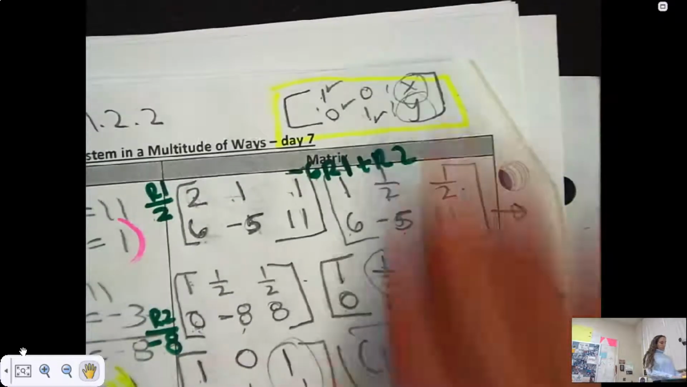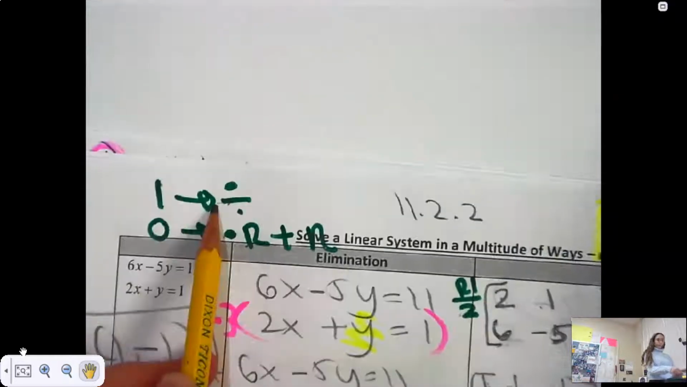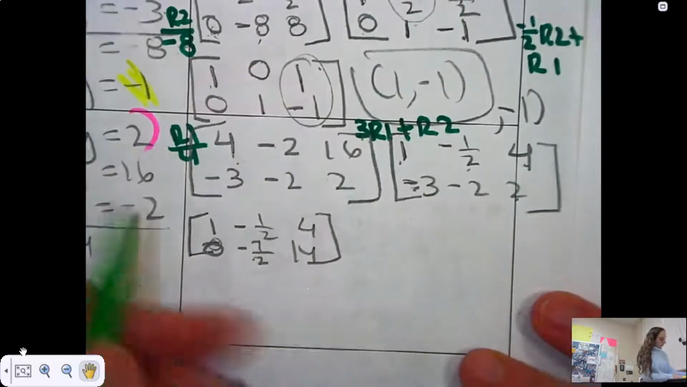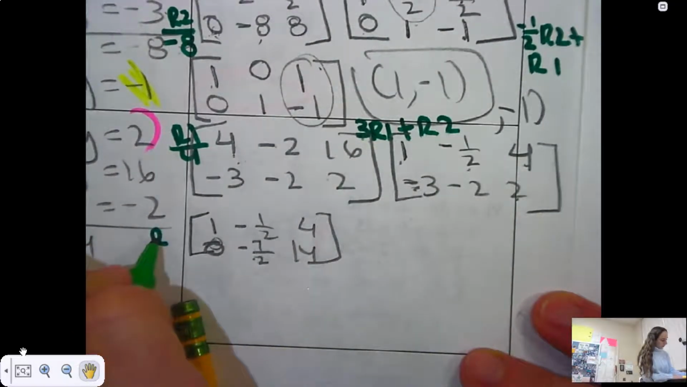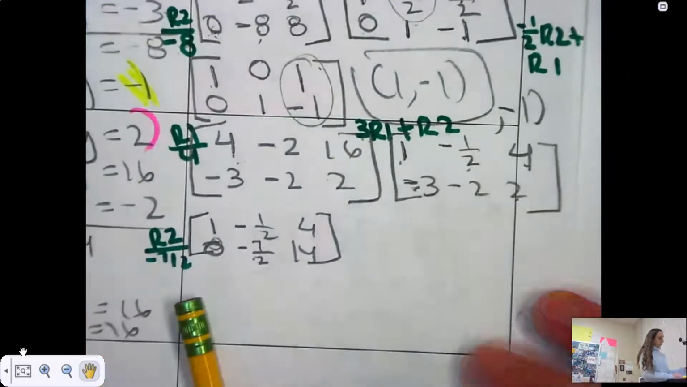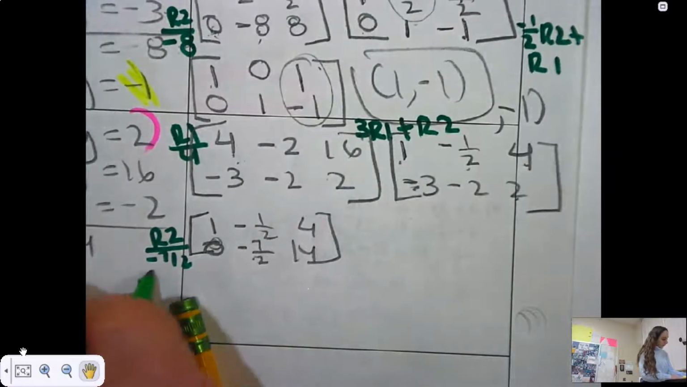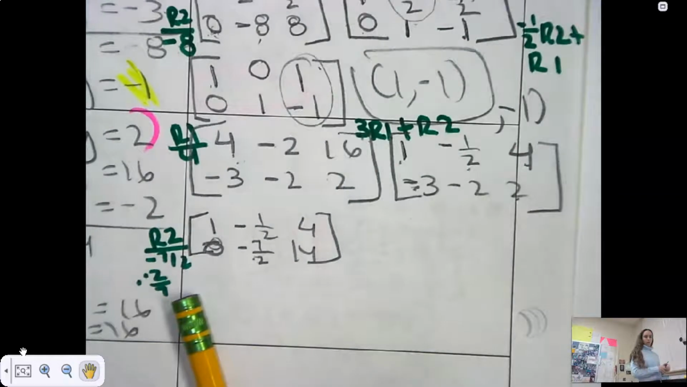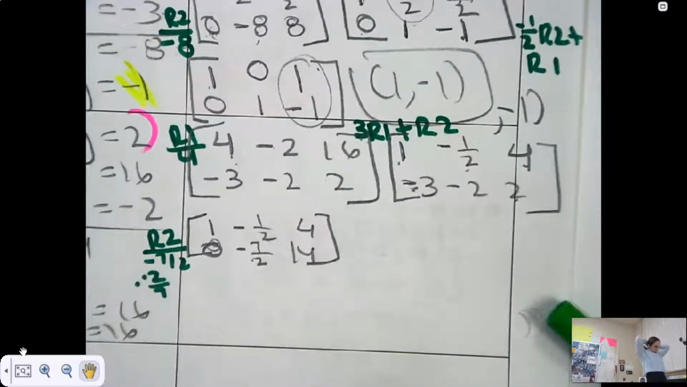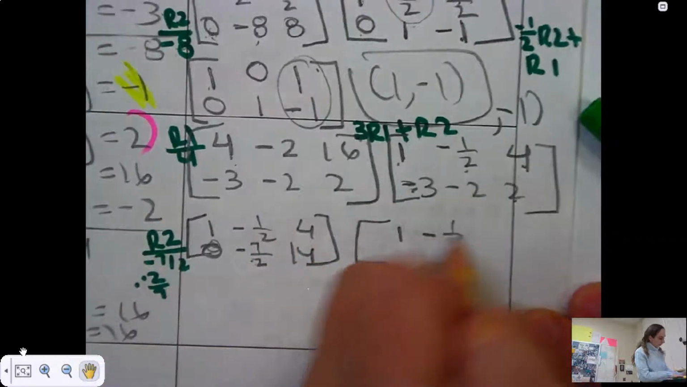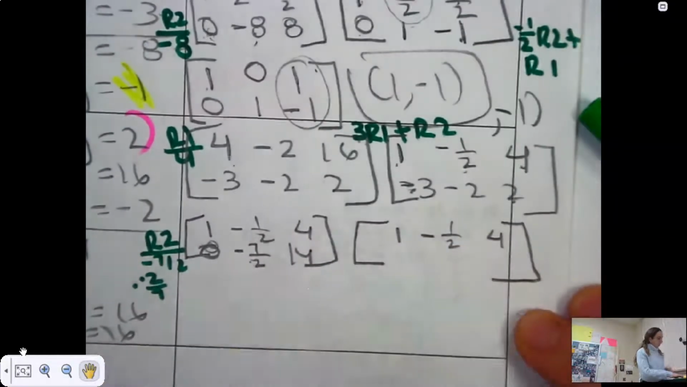So now I'm going to go and get the 1. So how do I get the 1? I divide it. I'm going to take the second row and I'm going to divide it by -7/2, which is the same thing as multiplying by -2/7. And some of you go, what? Well, just use your calculator, okay? This is intimidating. The first row doesn't change.